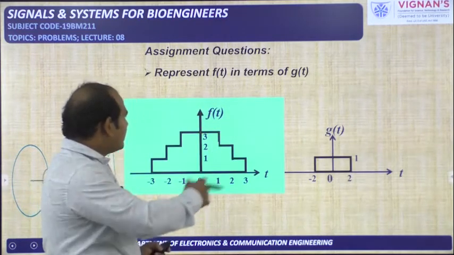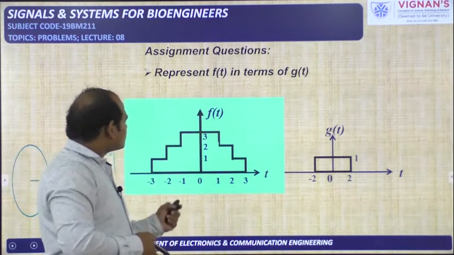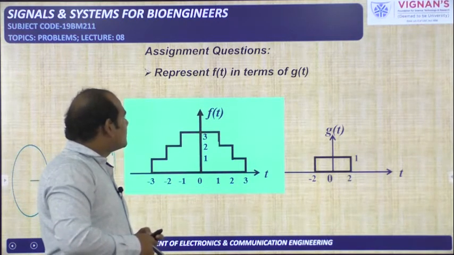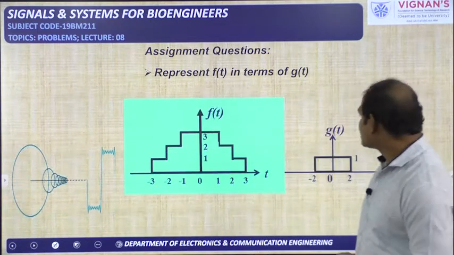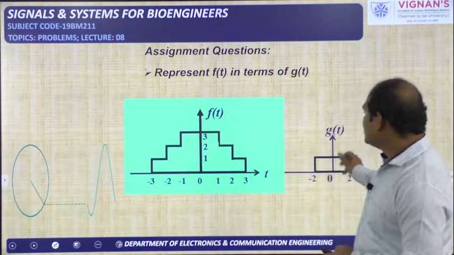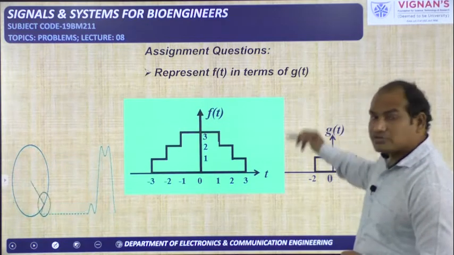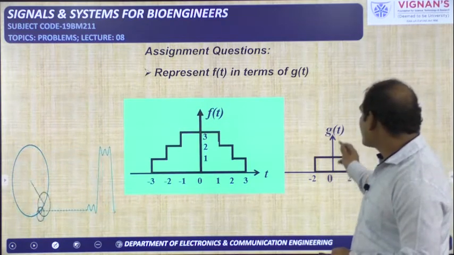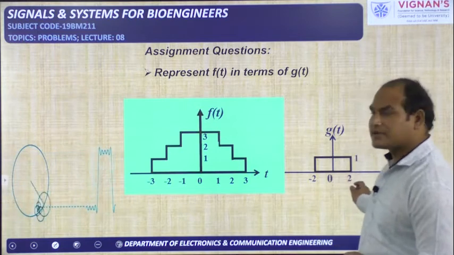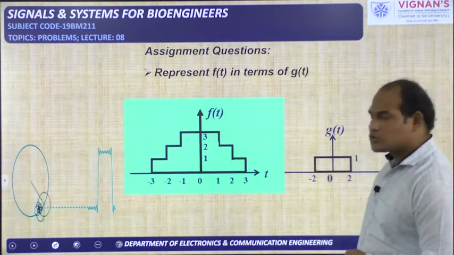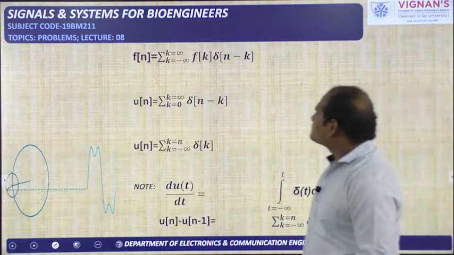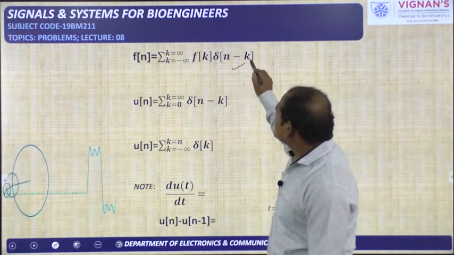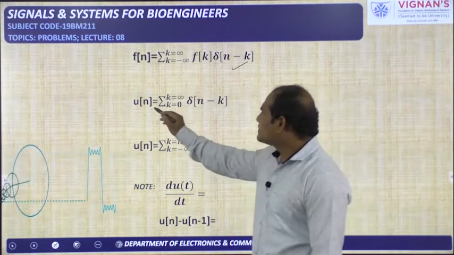Now again we came to this particular time domain signal. This problem we have already done, but here I have given some change. In the previous case it was an assignment question, actually. In the previous problem I gave g of t from -1 to +1. Now it is -2 to +2. So think about this and represent f of t in terms of g of t. Now this one we have just discussed. Now this one we will discuss.